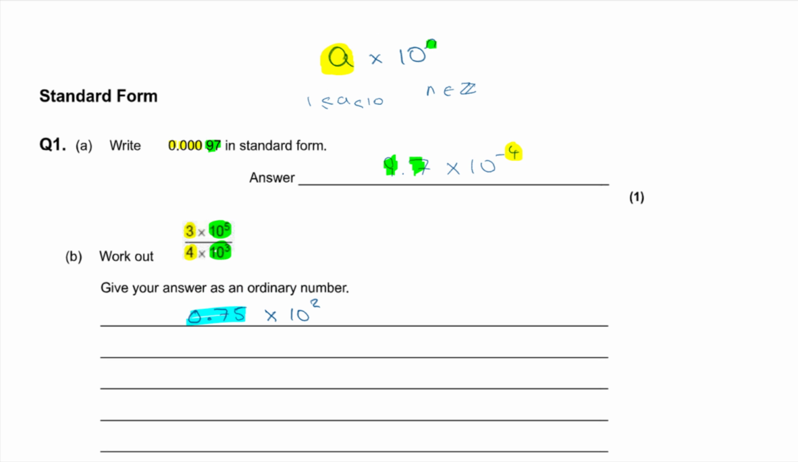Now this question is asking me to write this as an ordinary number. So let's evaluate it.